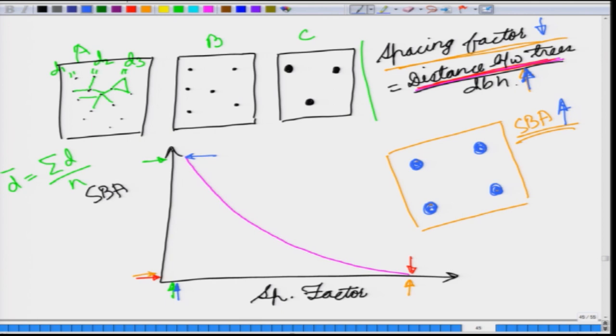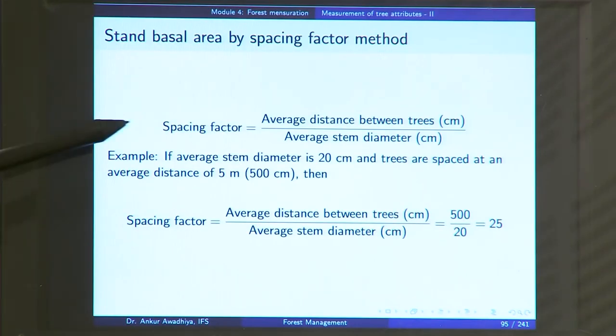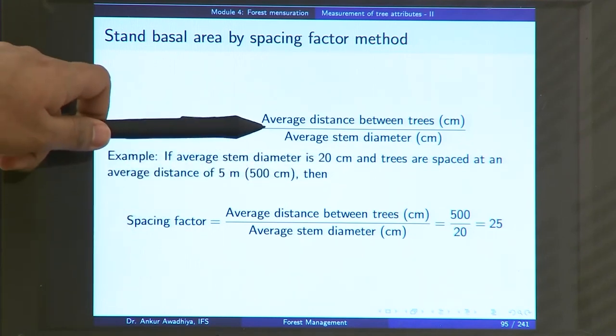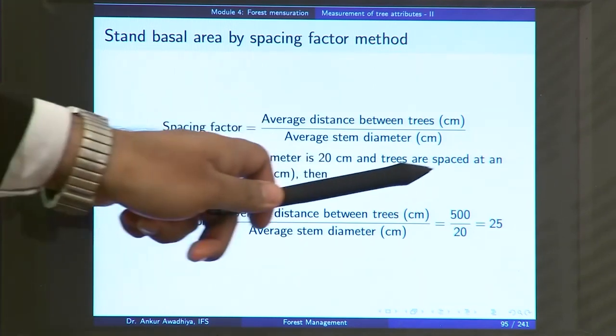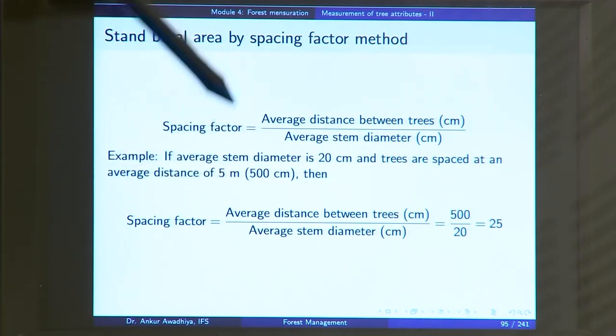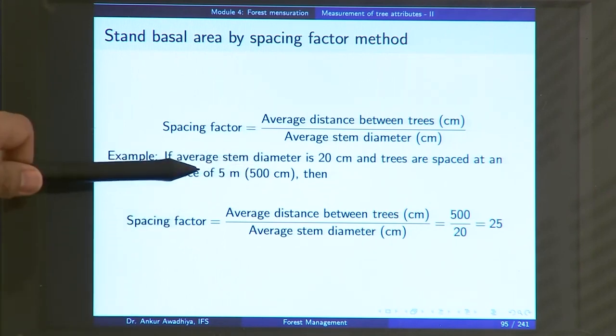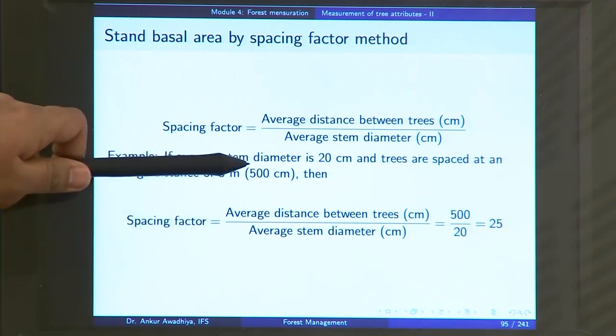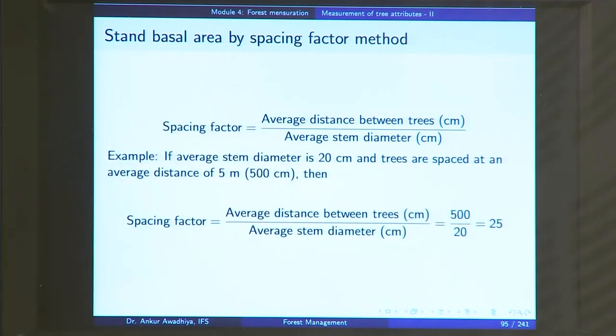Now, let us look at an example. If the average stem diameter is 20 centimeters, so the average DBH is 20 centimeters, and the trees are spaced at an average distance of 5 meters or 500 centimeters, this is the numerator, then the spacing factor is given as the average distance between the trees divided by the average stem diameter, which is 500 divided by 20, that is 25.